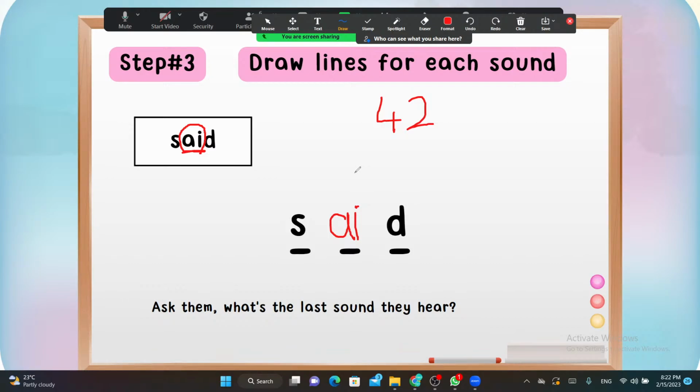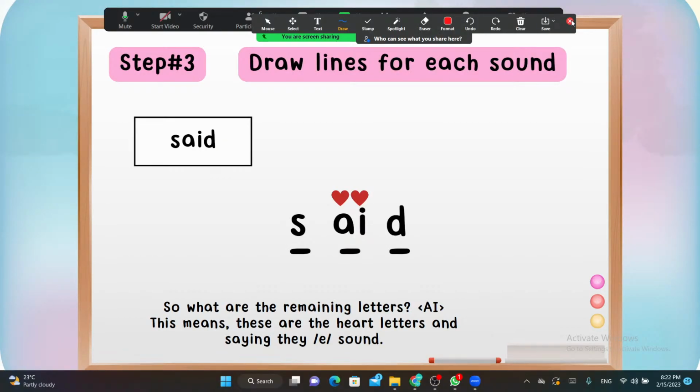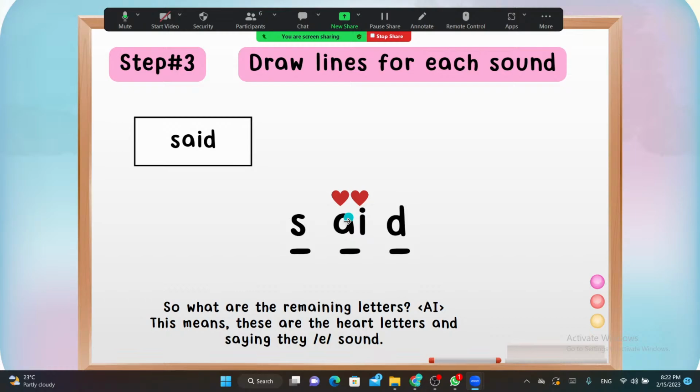Then it's your turn to tell them that since this is not giving its own sound, we will make a heart over it, and we need to memorize or learn this by heart that A and I in the word said are heart letters, and this word is a heart word because it has some irregular spelling. AI doesn't say A in any way, right?